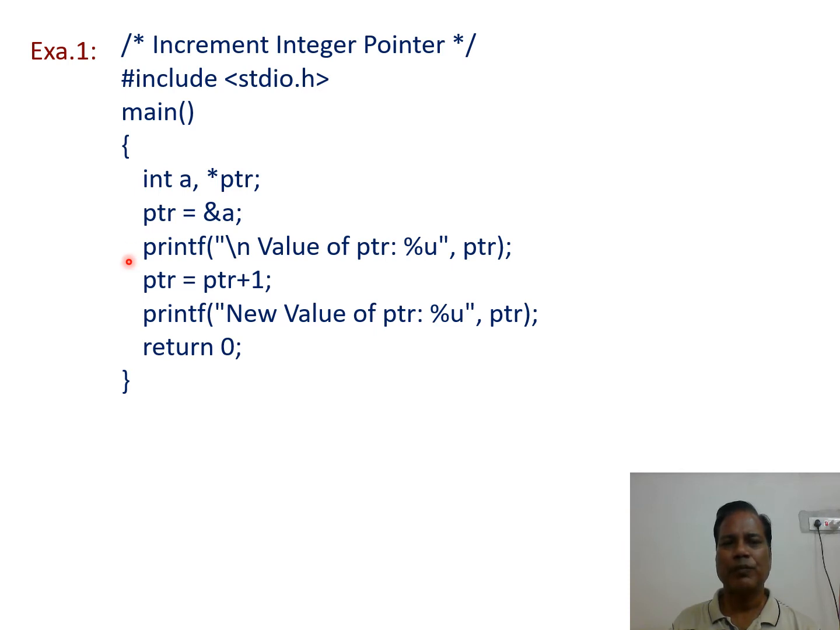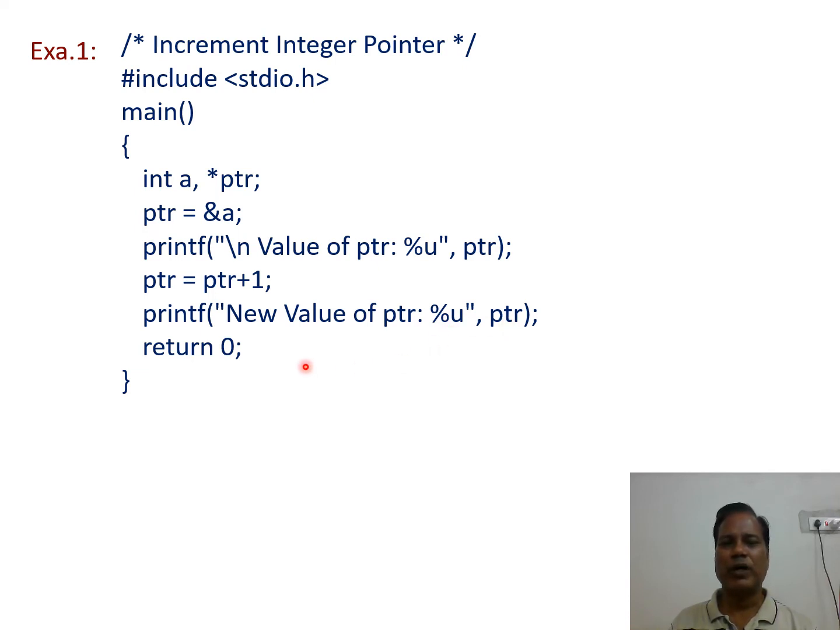Then using the printf statement, the value of ptr is printed at this point. Ptr equal to ptr plus 1. So the pointer variable is incremented by 1 and this is assigned to the left side variable ptr. As it is an integer type of data, when it is incremented by 1, 2 bytes get added to the address in ptr. Printf prints the new value of ptr.